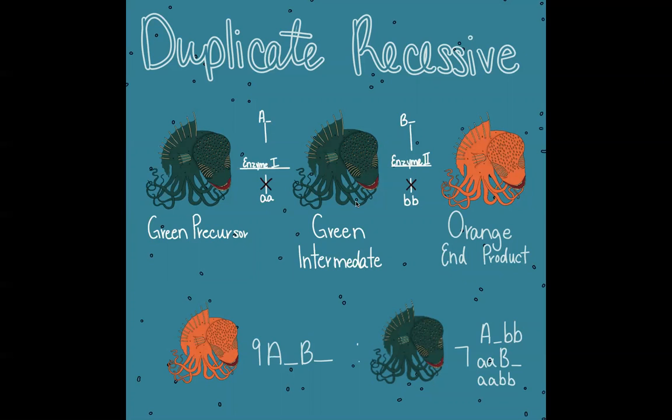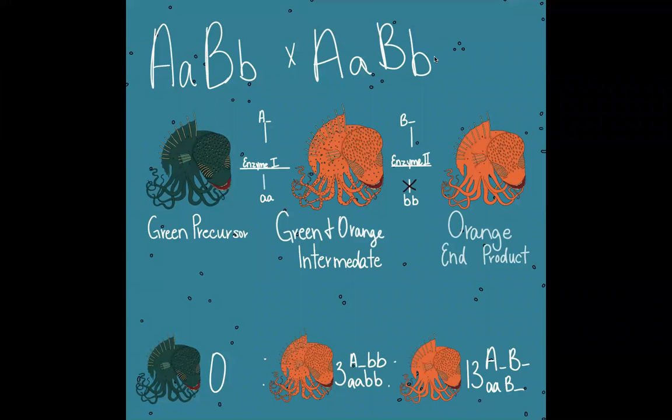Now let's look at a pathway with the cross of big A, big B times big A, big B, little b. For this pathway, the intermediate will now be green and orange, and also any genotype with little a's can pass to the intermediate, making the ratio 13 to 3. So this is a dominant and recessive epistasis.